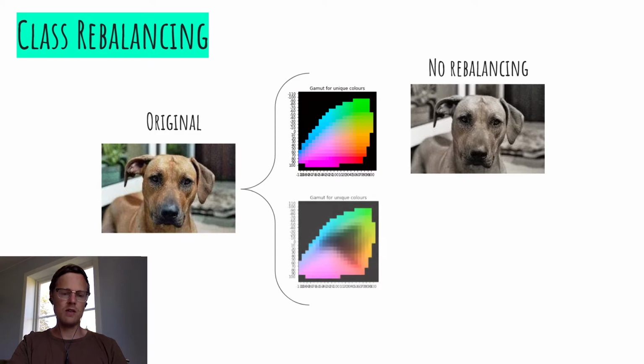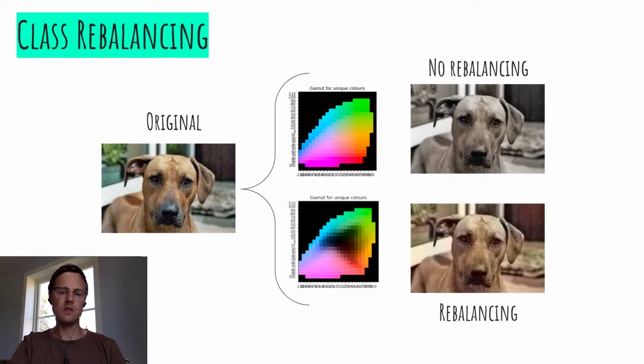So to counteract this, you look at your data set, you look at what colors are more common, and then you reweight them. In the loss function, you give a higher loss to colors that are much more uncommon because you don't see them as often. And with rebalancing, you get this.